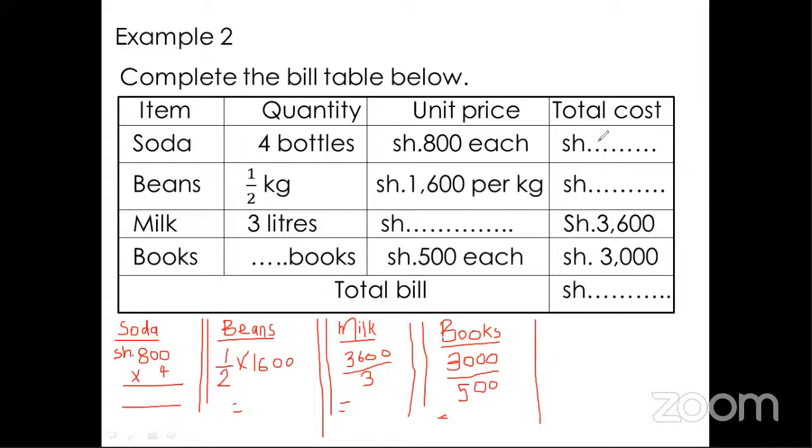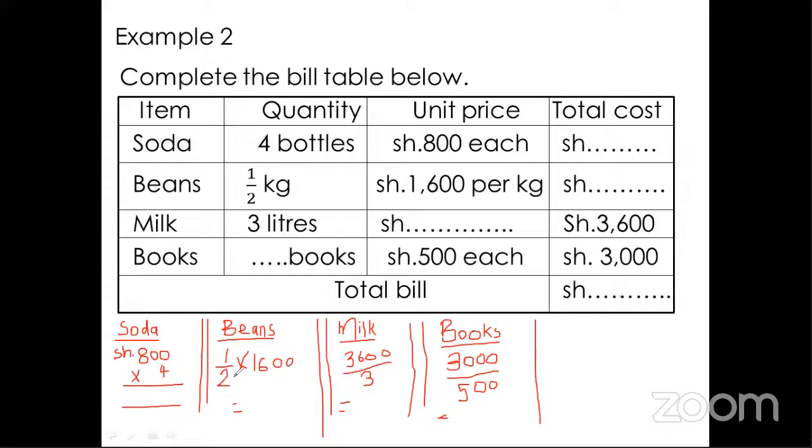Now, after filling in this one, then you have to add all this to get this total bill. So that is how you are going to be filling the table whenever you find these questions. I'm not doing these ones for you, but of course, when you are multiplying, some of you may be having difficulties in multiplying fractions.